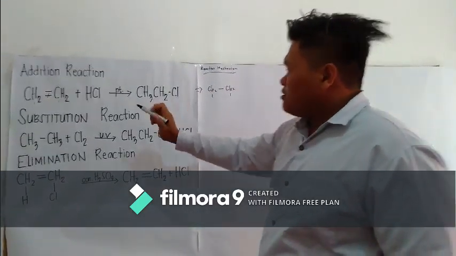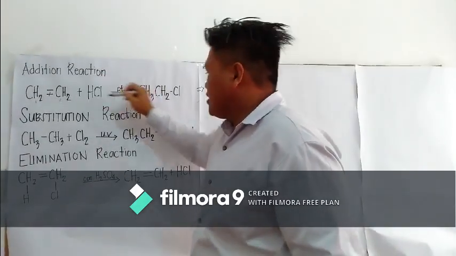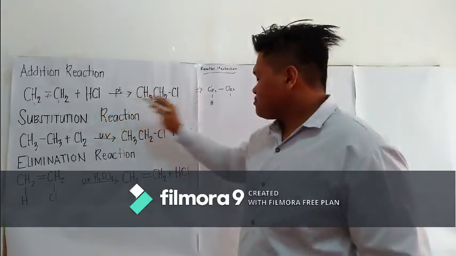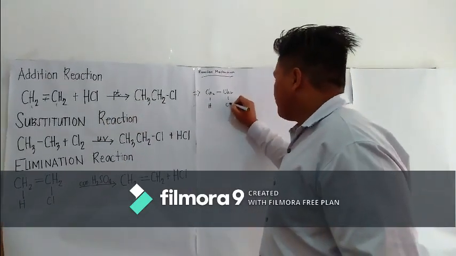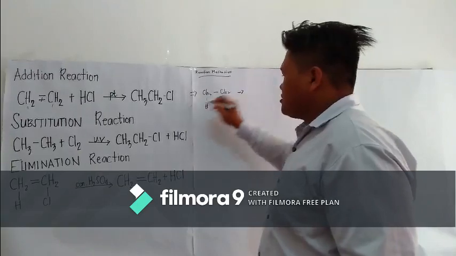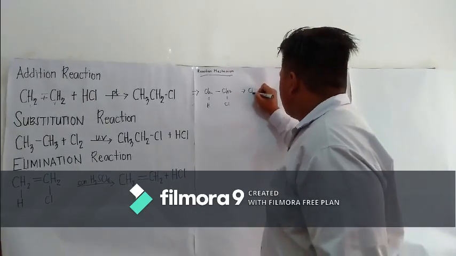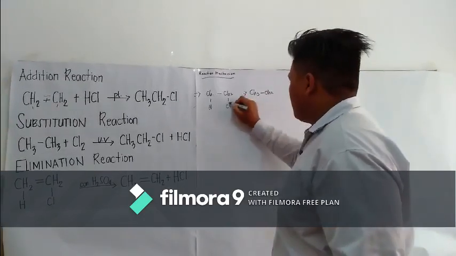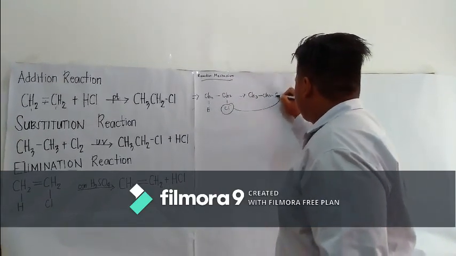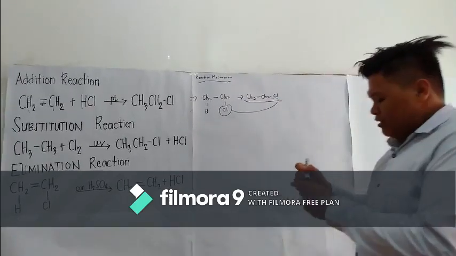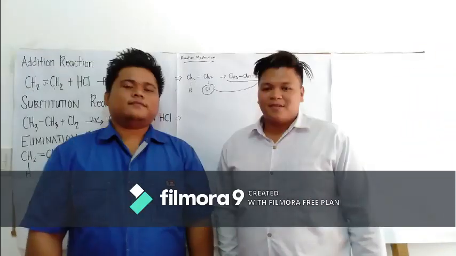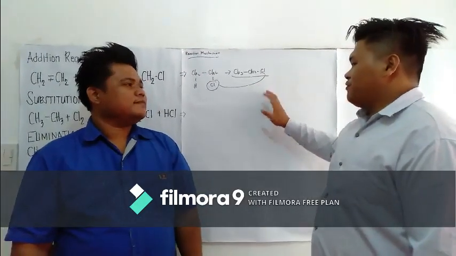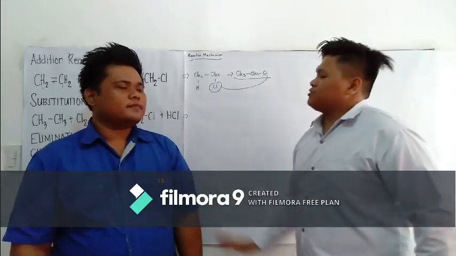Then, the hydrogen will go here, and the chlorine goes here. So, our product is CH3, CH2, and chlorine goes here. We have our product, ethyl chloride. Finally, partner, we get the reaction mechanism of addition.